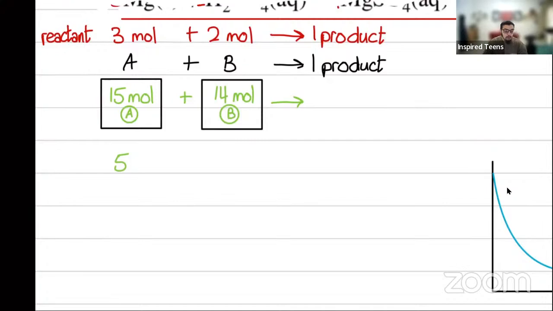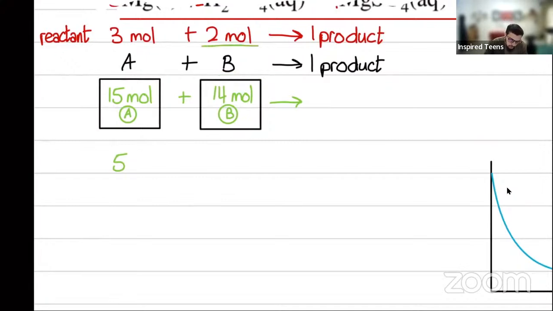So in order for this reaction to occur, I can get 5 bundles of these 3 moles that I need for the reaction. However, here I have 14 moles in total. Because it only takes 2 moles for that reaction to occur, I can form 7 of those bundles. Here I can form 5 bundles of 3 moles. Here I can form 7 bundles of 2 moles.